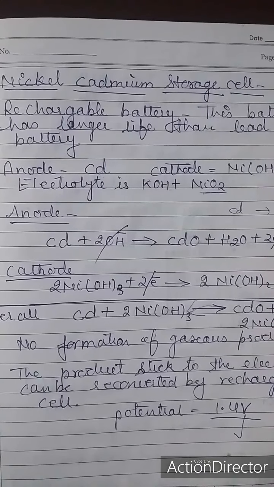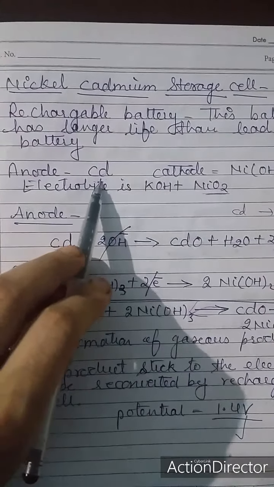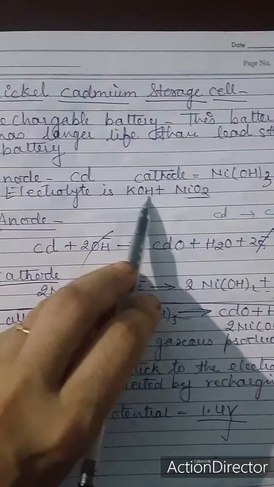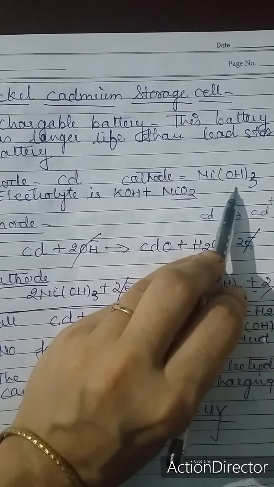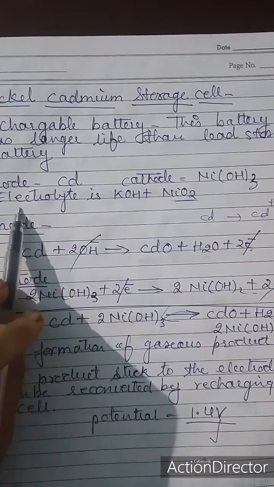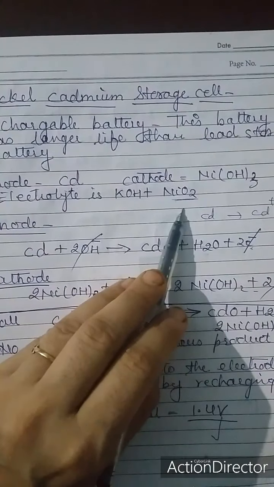Now let us talk about the nickel cadmium storage cell. It is also an example of a rechargeable battery, and in fact it is having a longer life than the lead storage battery. Now in this case we are using anode as cadmium, and this is the cathode, nickel hydroxide. Electrolyte will be KOH and NiO2.